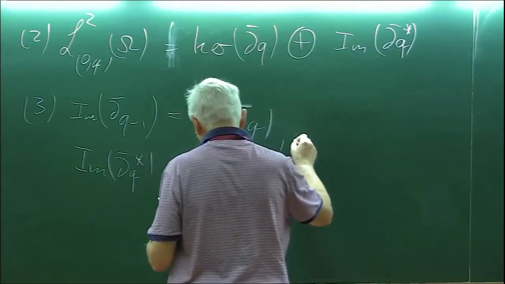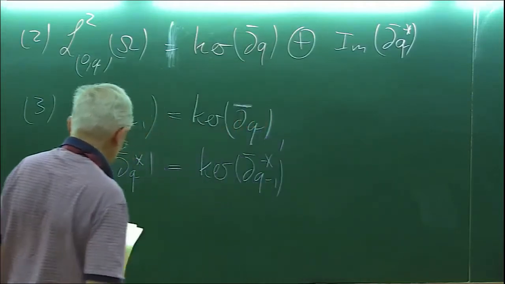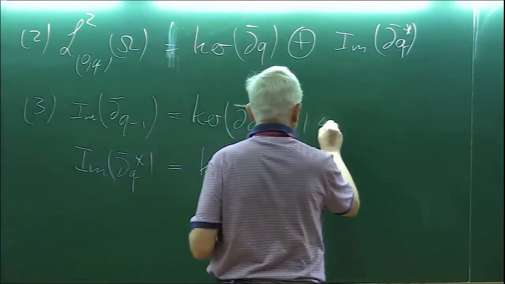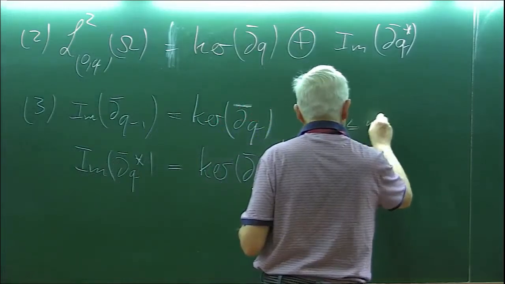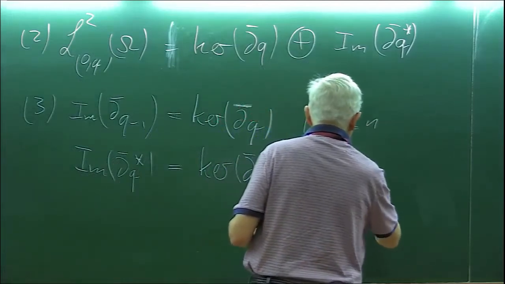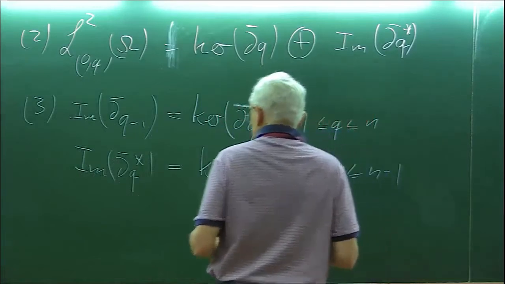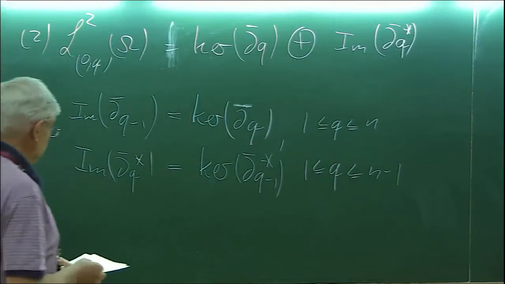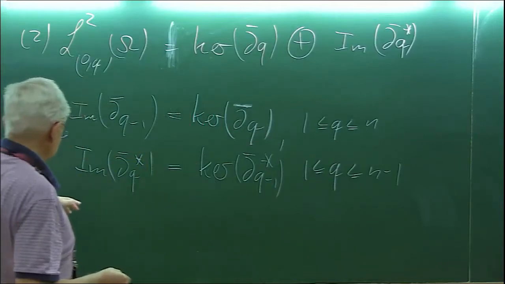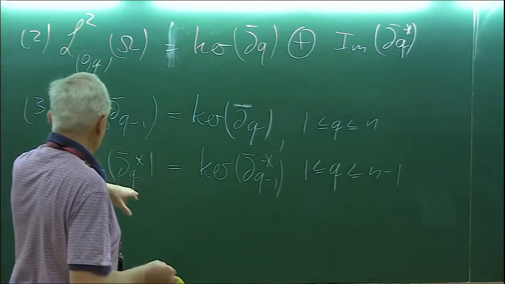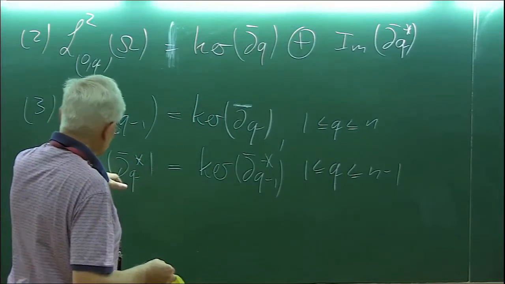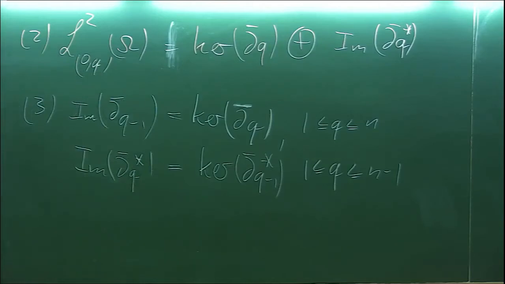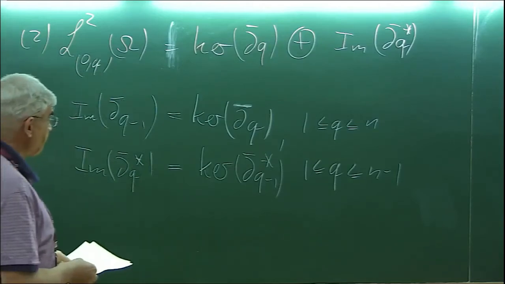And here we have, well, technically, here I have 1 less than or equal to Q less than or equal to N. Here I have 1 less than or equal to Q less than or equal to N minus 1. Because, well, what happens here if Q is equal to N? Well, d bar Q is just a zero operator, and so there's not really anything.